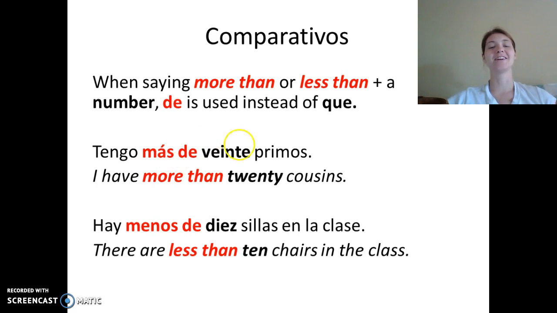The comparison here is that you have more than a certain number of cousins, so since you're using a number, use más de instead of más que. Hay menos de 10 sillas en la clase. There are less than 10 chairs in the class. Again, you're making a comparison to say how much less, how fewer there are, so you have menos with de because the following word is a number, 10.